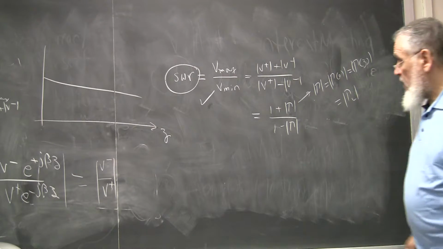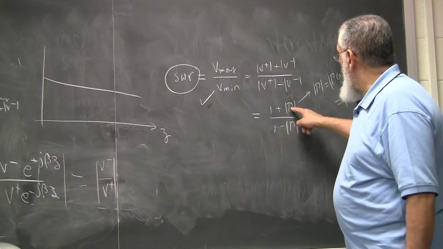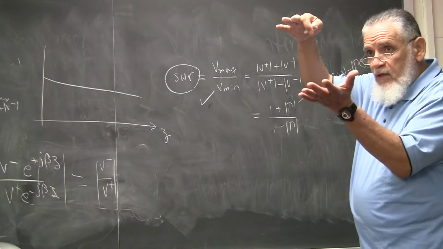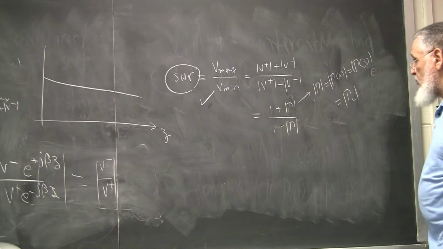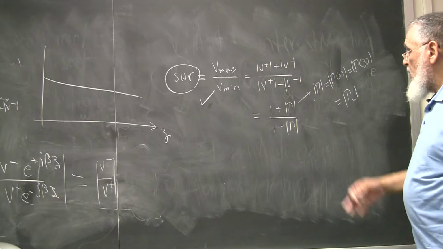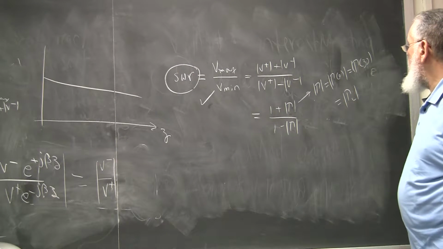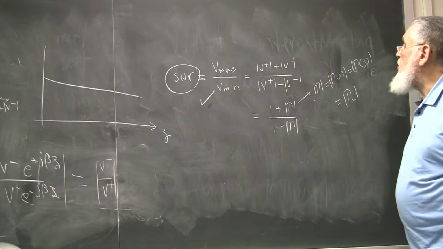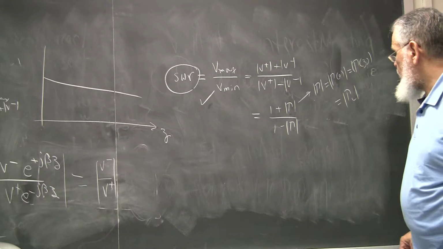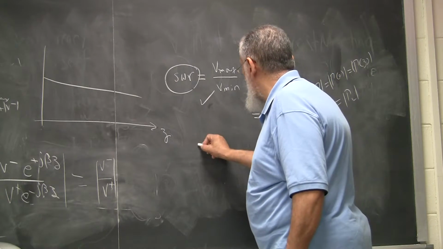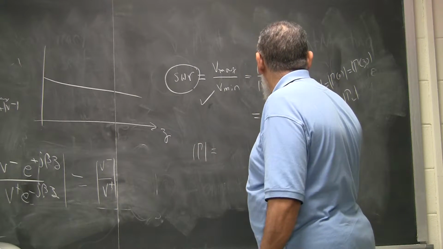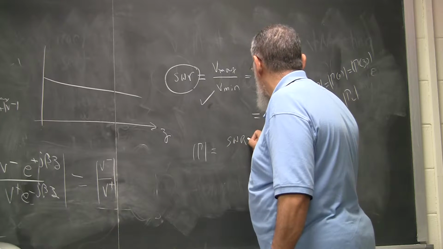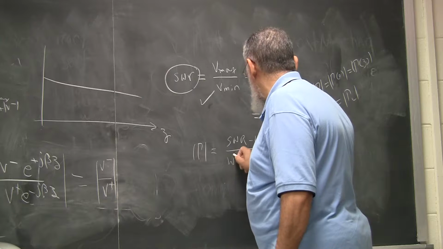And sure enough, if gamma is the same, your SWR is the same everywhere, and that's the lossless case. The V plus and V minus have the same magnitudes everywhere, and therefore the gamma has the same magnitude, and the standing wave ratio is the same everywhere. So SWR is 1 plus gamma over 1 minus gamma. Now, you can write gamma magnitude as a result as SWR minus 1 divided by SWR plus 1.